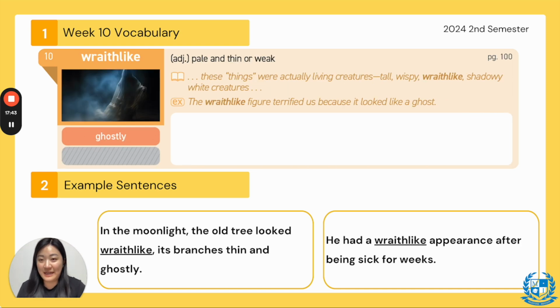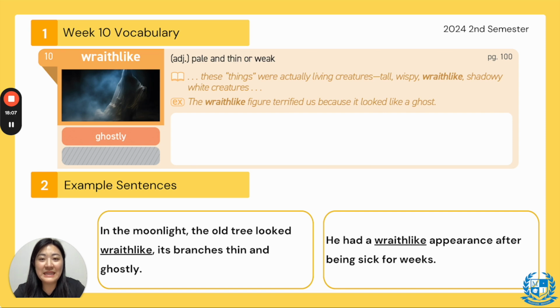Now let's go to page 84. Number 10 is wraith-like. Everyone say wraith-like. The synonym is ghostly, and it is an adjective, and it means pale and thin or weak. Lots of different adjectives there. Pale and thin or weak.